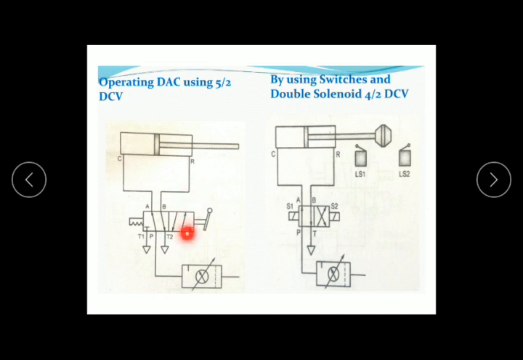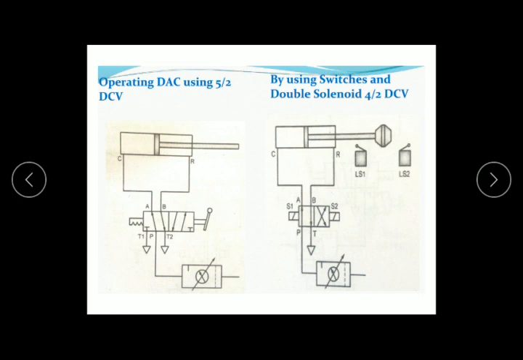In the second stage, we can actuate it by this lever. Once you operate this lever, you can go to the second stage. In the second stage, we get the retraction of the system.